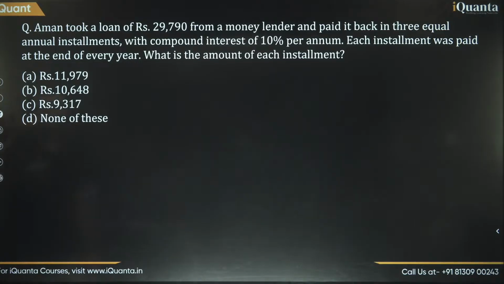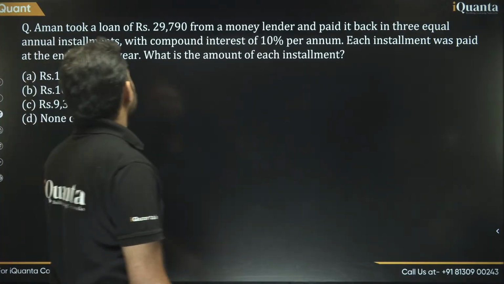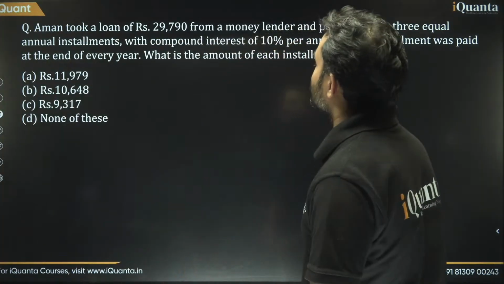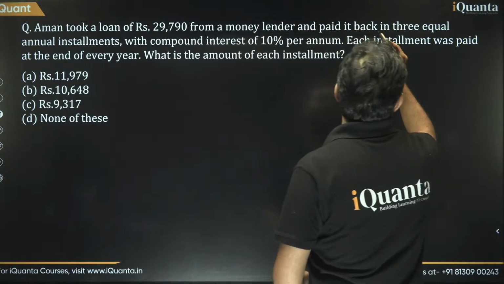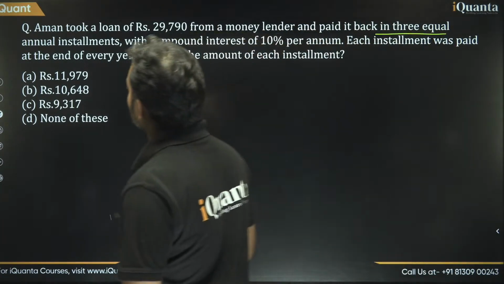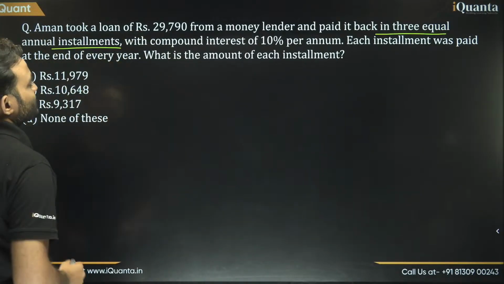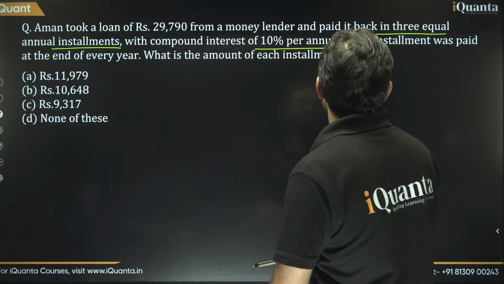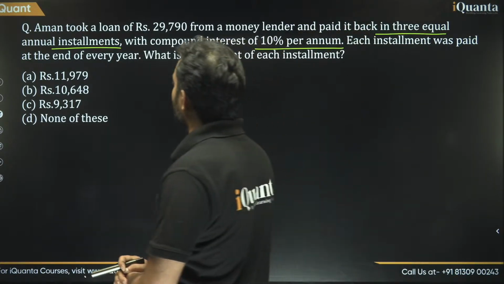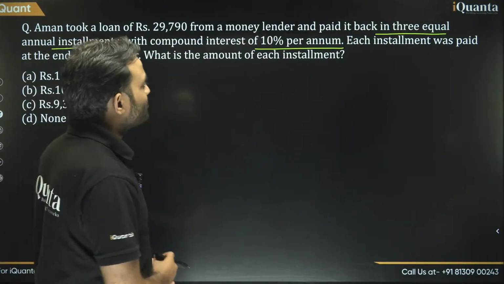So how do we solve these type of questions? Aman took a loan of 29,790 from a money lender and paid it back in 3 equal annual installments with compound interest of 10% per annum. Each installment was paid at the end of every year. What is the amount of each installment?